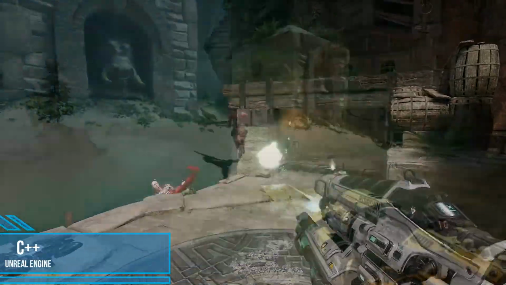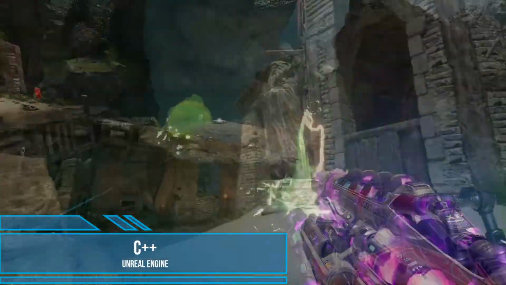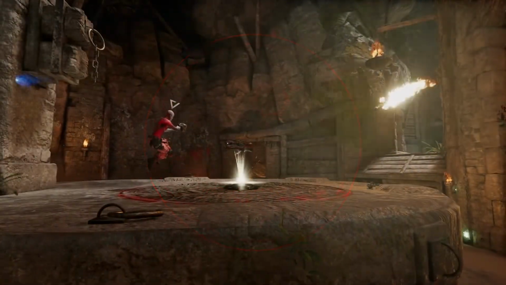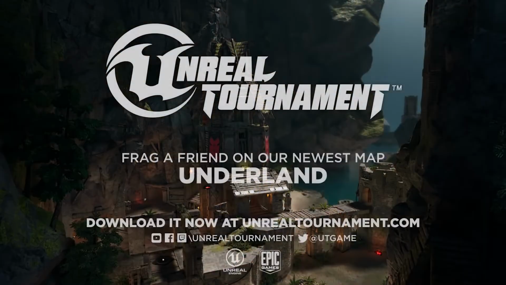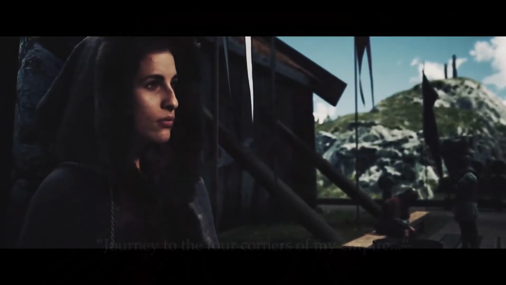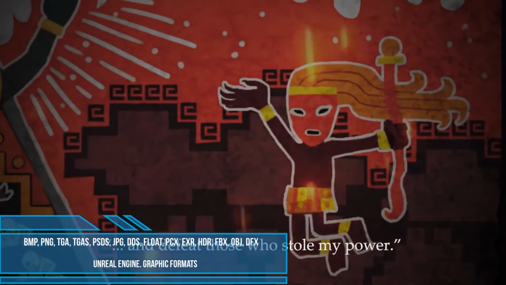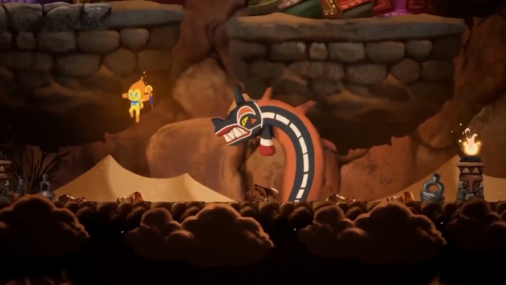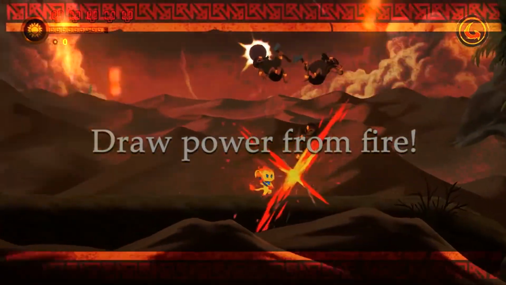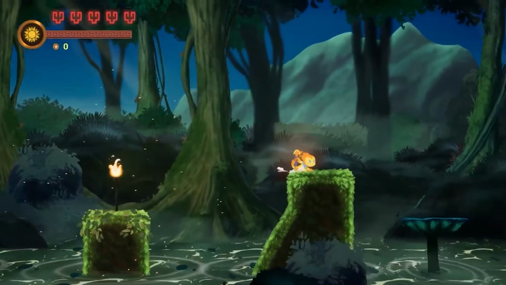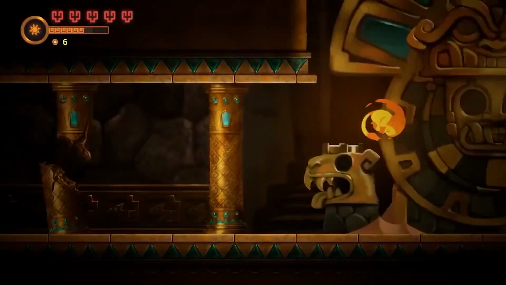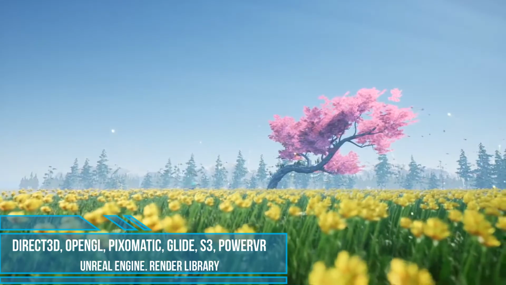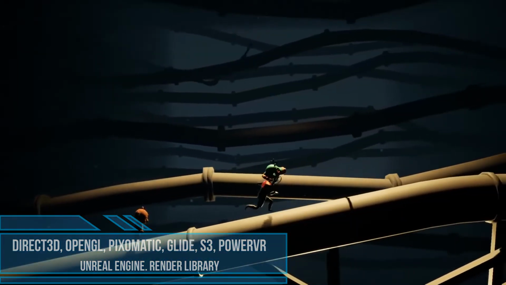The engine is written in the C++ programming language, and it is this language that is used inside the engine for programming games and making changes to the engine. Unreal Engine supports the following graphic formats: BMP, PNG, TGA, PSD, JPG, DDS, Float, PCX, EXR, HDR, FBX, OBJ, DFX and others. The following libraries are supported for graphics rendering: Direct3D, OpenGL, Pixomatic, Glide, S3, PowerVR.